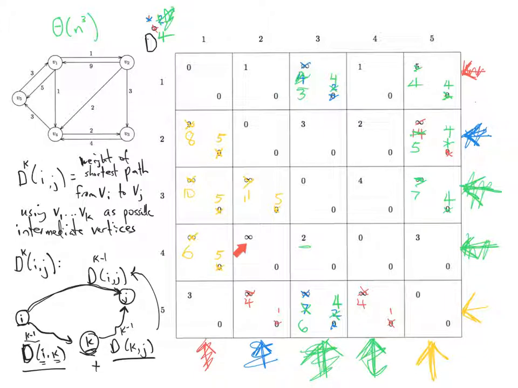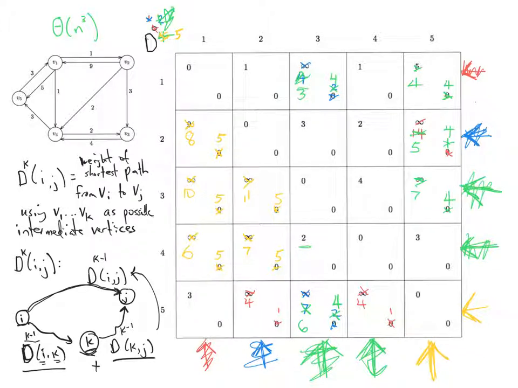This guy is gonna be replaced by 7. And this guy already, the 2 beats the 6. Skip it. So we are done. This is now D5. So D5 gives the final answers to everything.